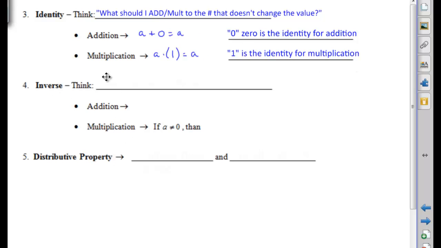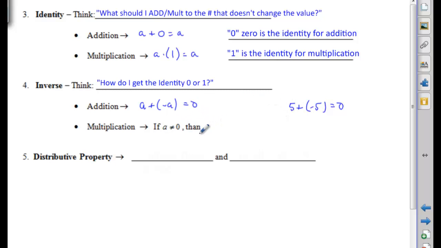If we do inverse, now we want to think, how do I get the identity 0 or 1? In other words, if I start with my number and add something to it, how do I get 0? And with multiplication, as long as A is not equal to 0, what do I multiply to that number to get 1? A plus what is going to give us 0? Most of you are thinking the opposite, which is negative A. Very good. Example: 5 plus some number gives me 0. So the additive inverse is negative 5.